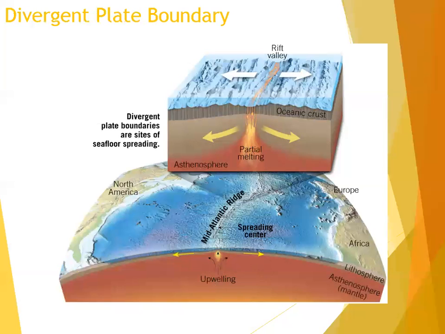Seafloor spreading makes the mid-Atlantic grow about 2 inches a year. So we're getting 2 inches further away from Europe every year, on average. Not too fast. The fastest rate of plate movement is about 6 inches a year in the East Pacific.